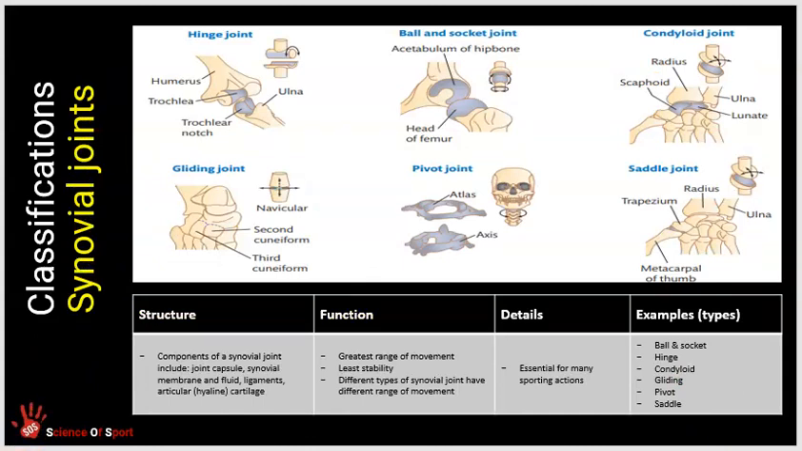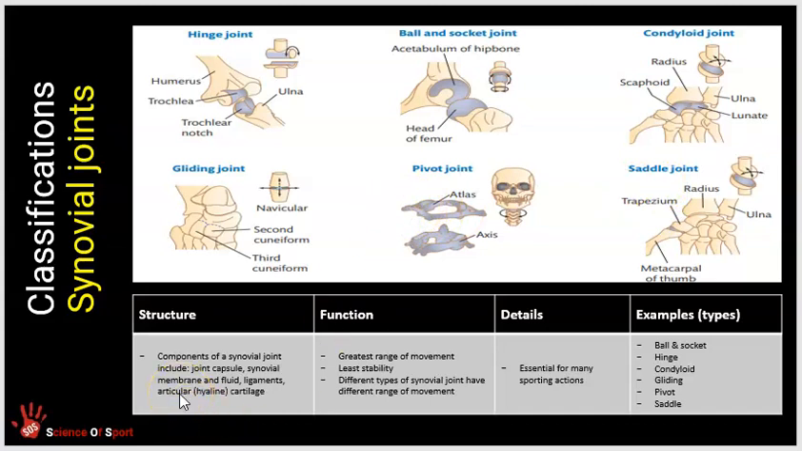So the third and final classification of joint are synovial joints. Again, these you might be familiar with. There are 6 different types of synovial joint under this category. Classification kind of means like a category. So within the synovial joint category, we've got 6 types: hinge, ball and socket, condyloid, gliding, pivot, and saddle joint. And we're going to look at those in more detail in the part 2 video.